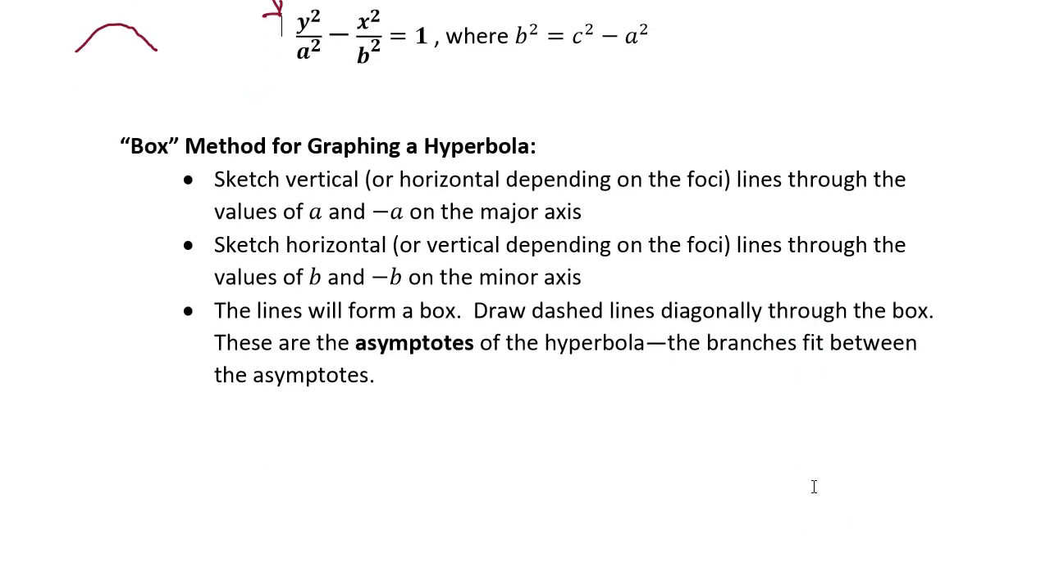The technique that we use to draw the hyperbola by hand is called the box method. So these steps here describe how to do the box method: marking dots on the x-axis and on the y-axis, drawing a rectangular box, and then drawing the diagonals, which end up being the asymptotes.